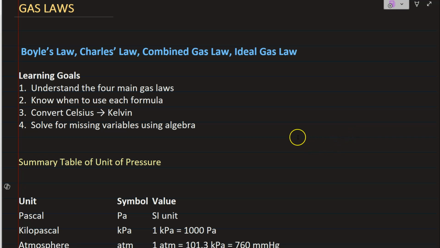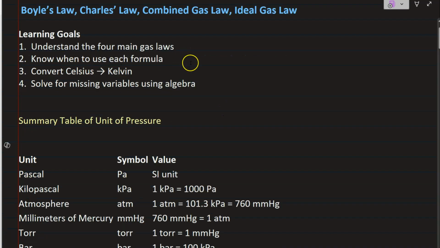Everything gas laws. That's what we're going to talk about today: Boyle's law, Charles' law, combined gas law, and ideal gas law. This is a comprehensive lesson. We're going to go through the definitions, formulas, and four examples. Know how to use each of the formulas.